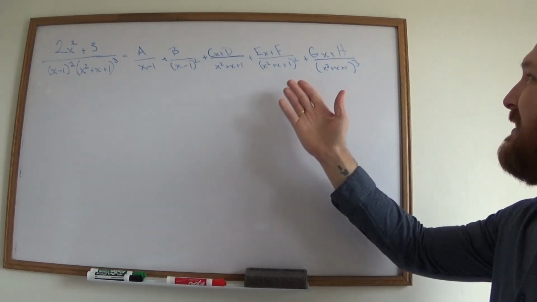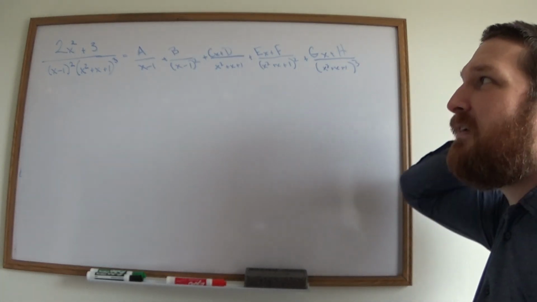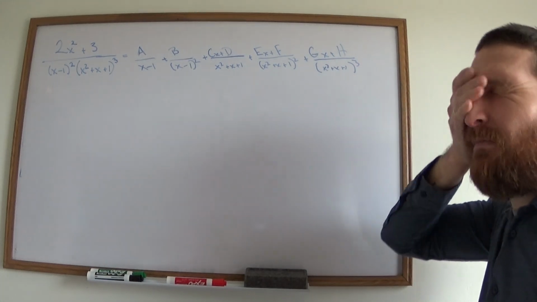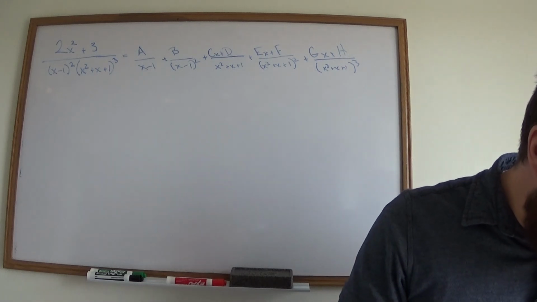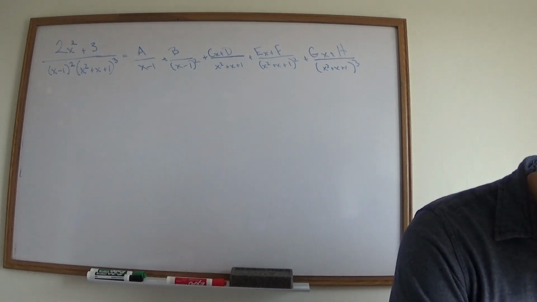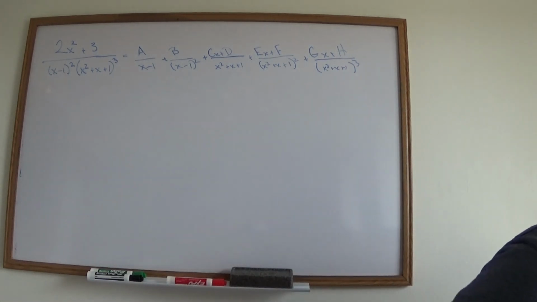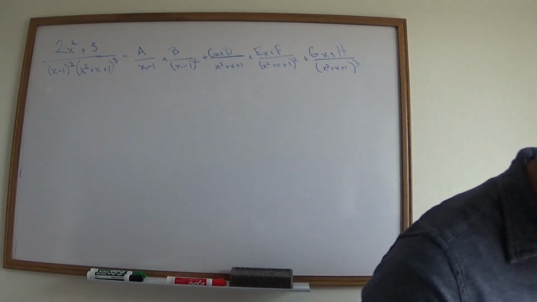That's how many is that? That's 7, 8? Yeah, 8 variables. You're either going to be solving an 8 by 8, and it's going to take forever. As you can see, this is why I'm not doing this one.